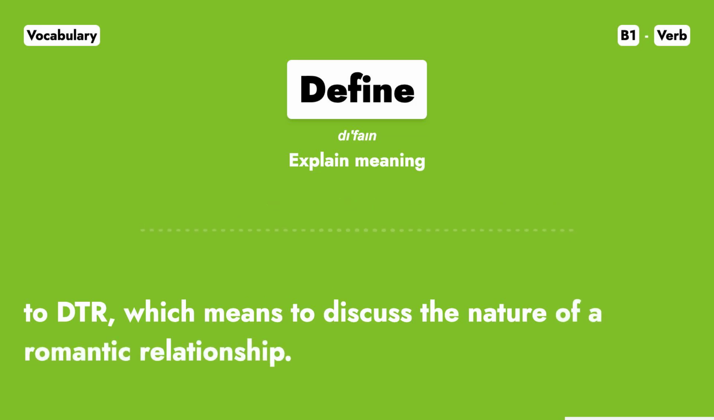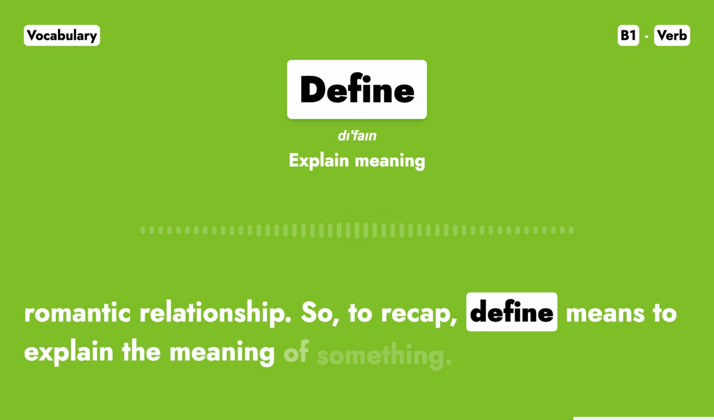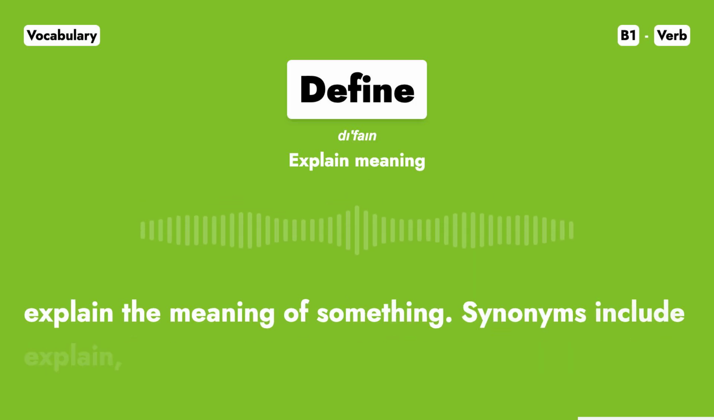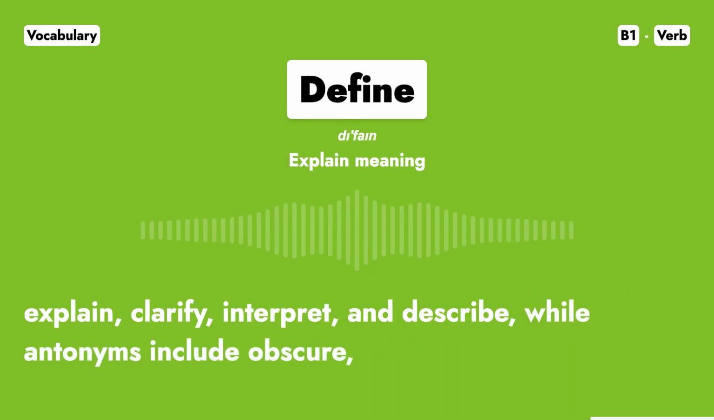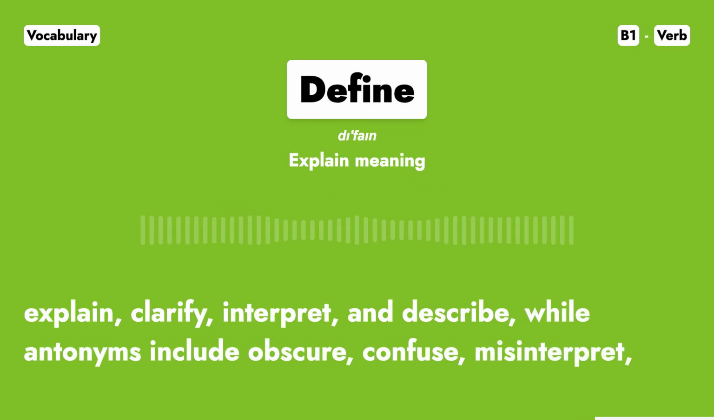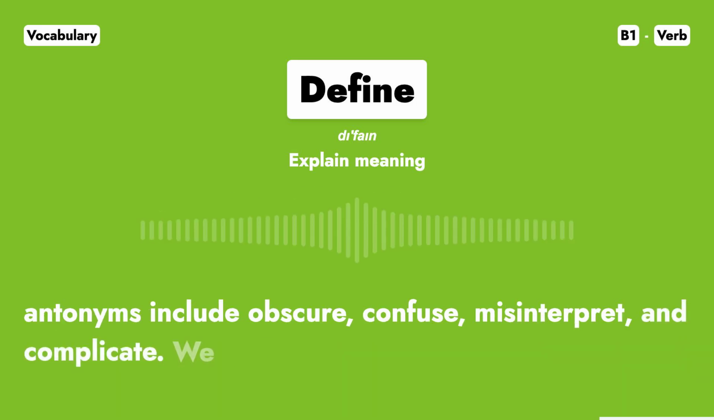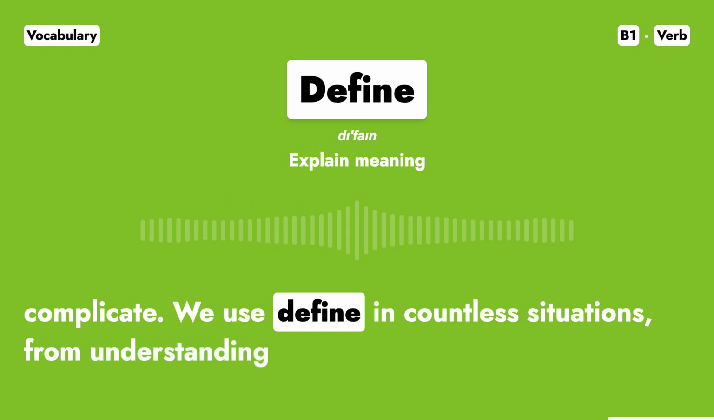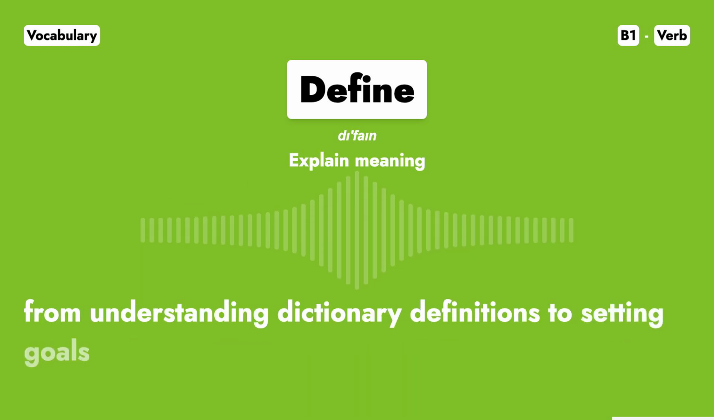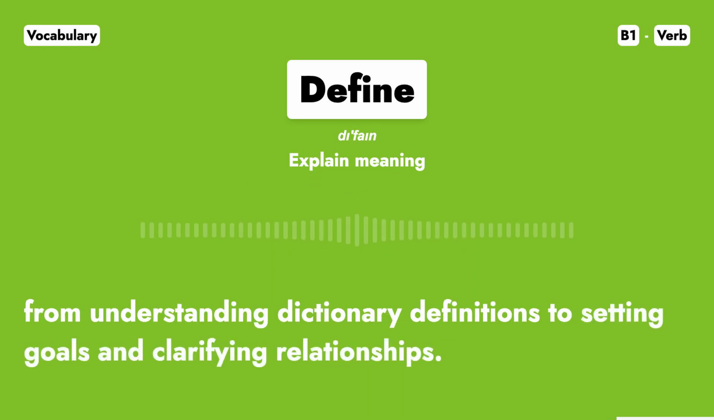So, to recap, define means to explain the meaning of something. Synonyms include explain, clarify, interpret, and describe, while antonyms include obscure, confuse, misinterpret, and complicate. We use define in countless situations, from understanding dictionary definitions to setting goals and clarifying relationships.